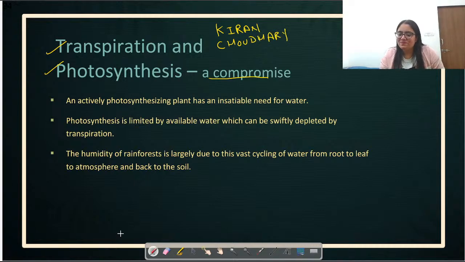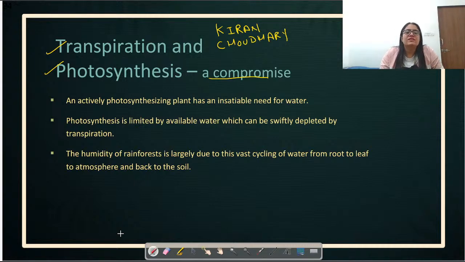Right, Santosh? Okay, as I was explaining the first line, it says that the need for water of an actively photosynthesizing plant can never be satisfied. It's not that once you provide a lot of water to the plant, you don't have to provide it again. No, as long as that plant is living, as long as it is doing transpiration and photosynthesis, water will be required, and that need cannot be satisfied. So a continuous supply of water will be required.